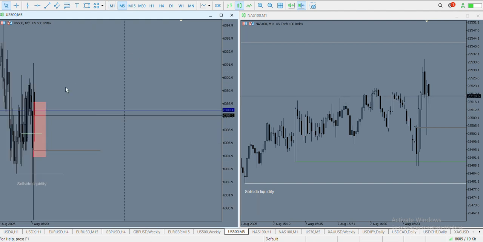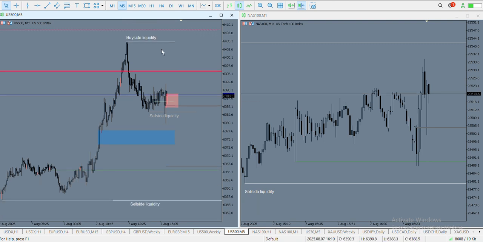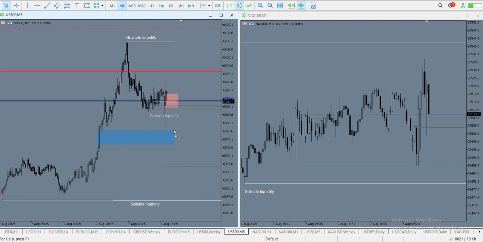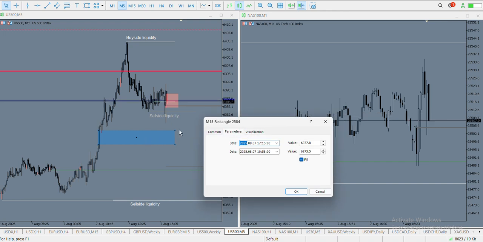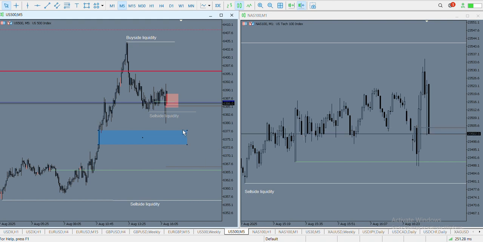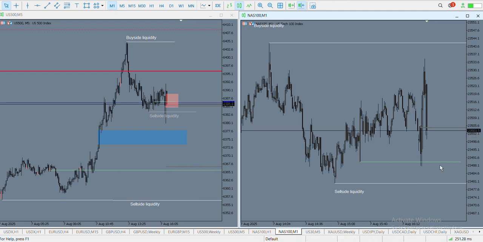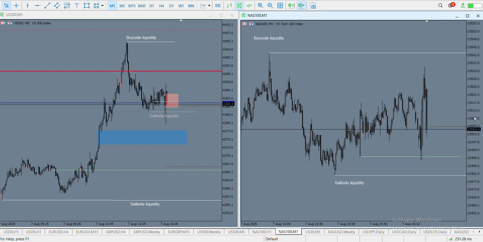So US 500 generally is weak. We formed the weekly high here. We're trading inside this range. I'm anticipating price to start trading into this inefficiency because we have a premium opening range gap, and most of the time gaps, especially the midpoint, they are always traded into. They are always traded into.